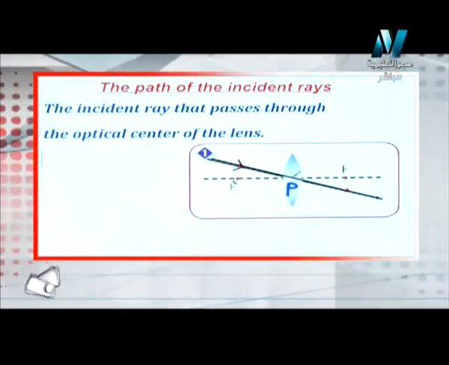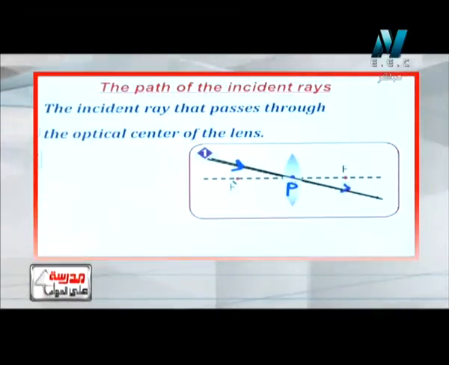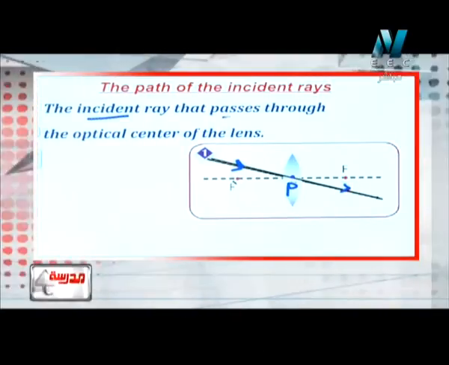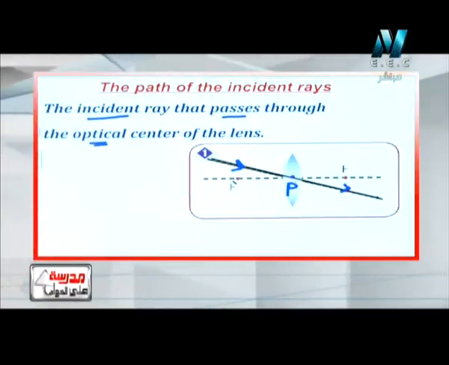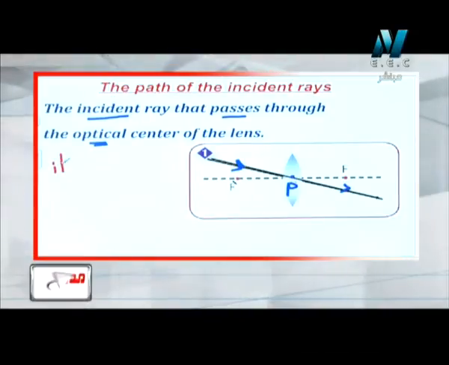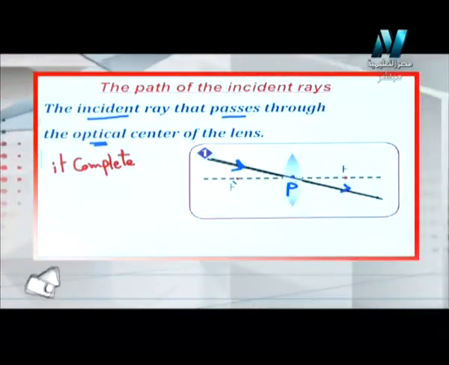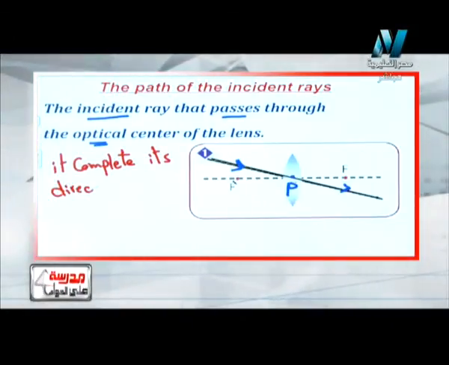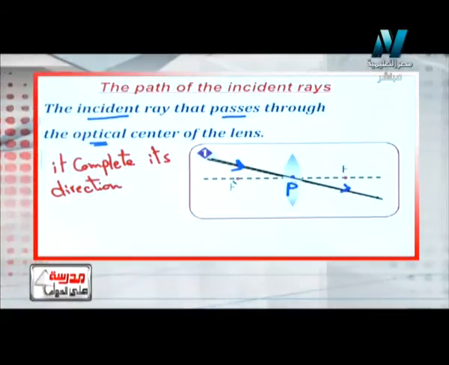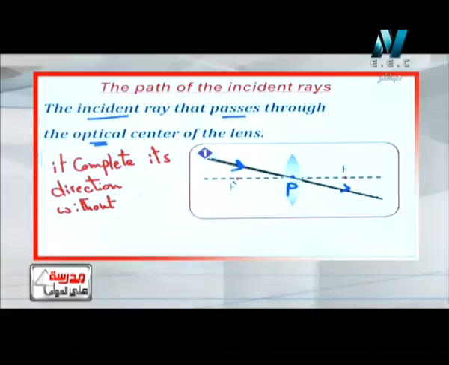So the light ray completes its direction without refraction. If the incident ray passes through the optical center of the lens, how can we answer? It completes its direction without refraction.